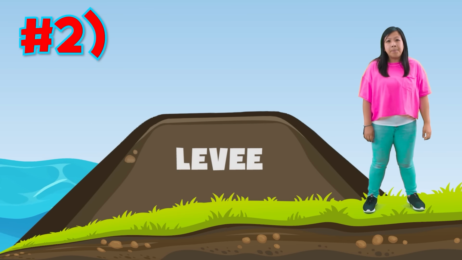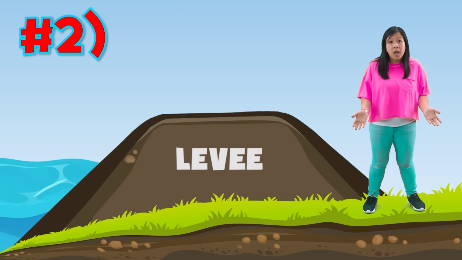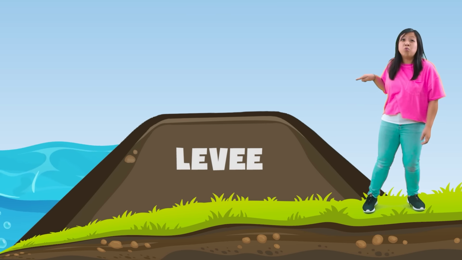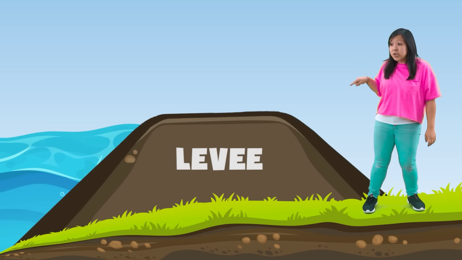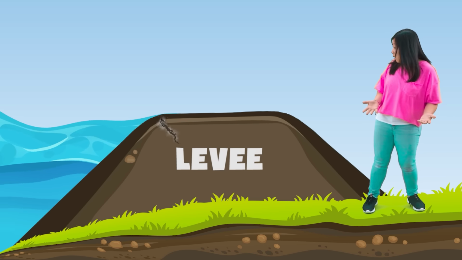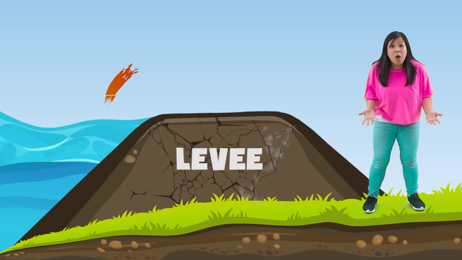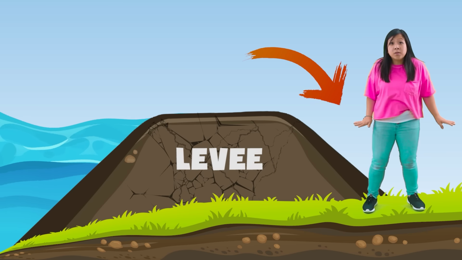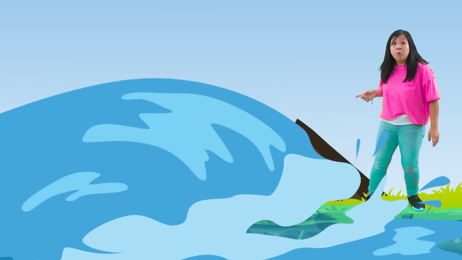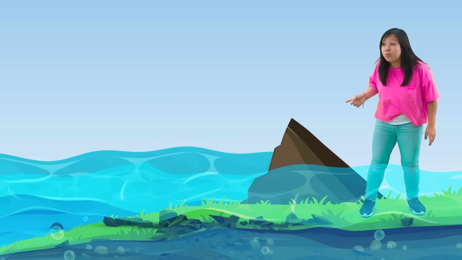Another way a flood can happen is by a broken levee. A levee like that one regulates water flow. So if one breaks, all the water will come pouring out. It's breaking. You better get out of here. The water is rising.